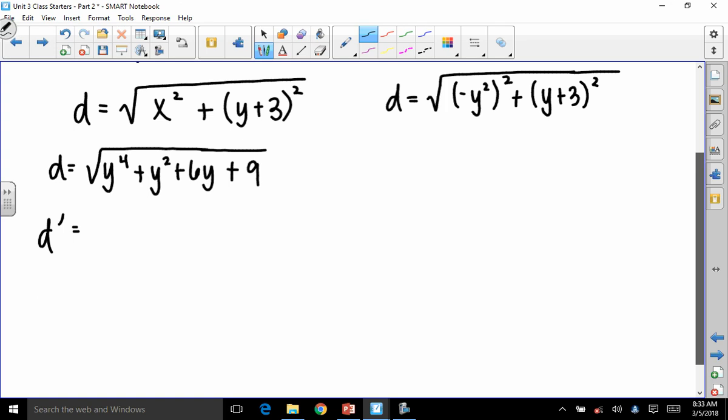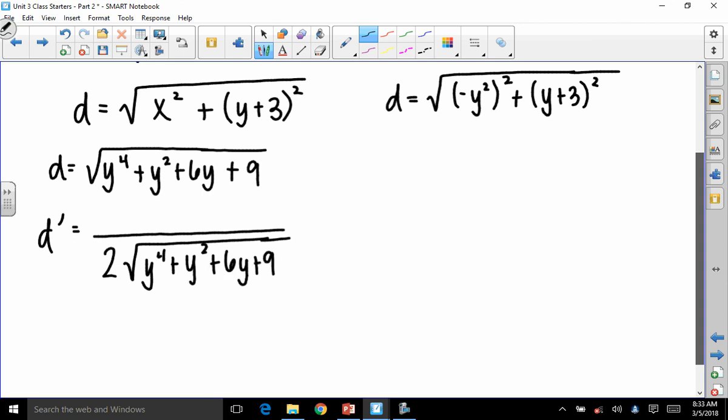So what's your outer function? The square root. And again, haven't we done enough square roots where we can do this? What happens when you take the derivative of the square root? 1 over 2 times the square root, right? So in our denominator, we're going to have 2 times the original square root. Okay. And then we would multiply that times the derivative of the inside. So effectively, where does the derivative of the inside end up? In the top. So what's going to be in our numerator? 4y cubed plus 2y plus 6.